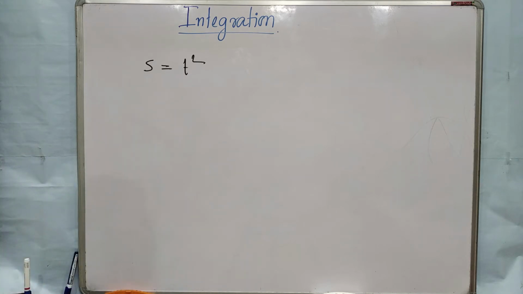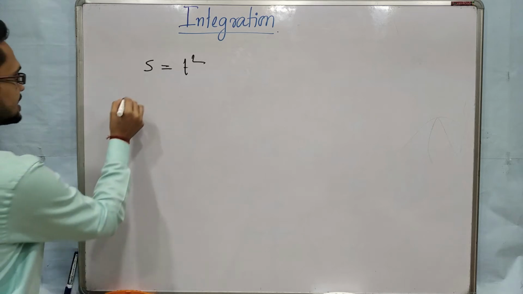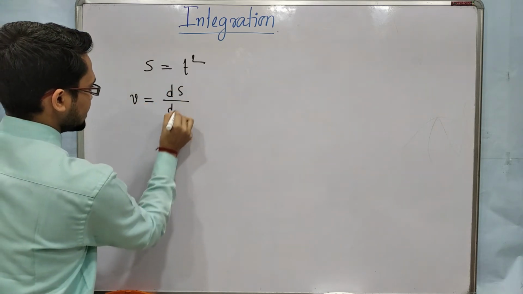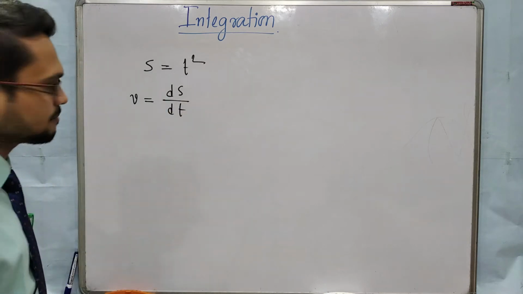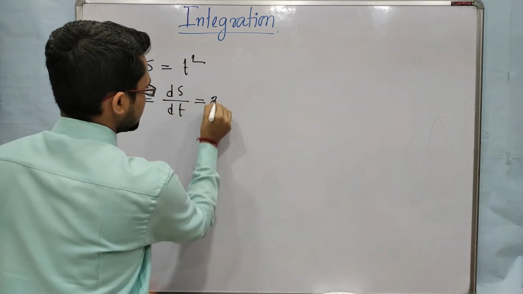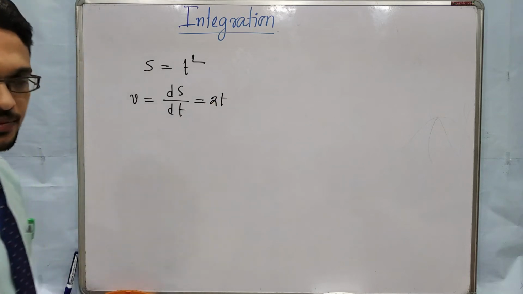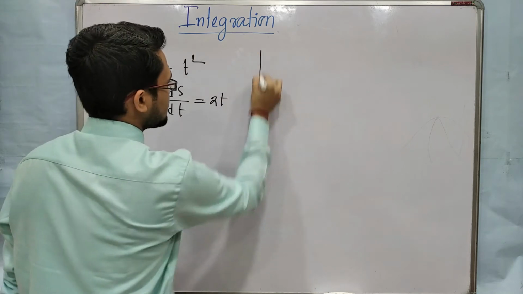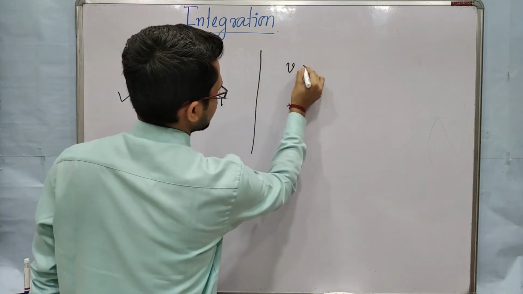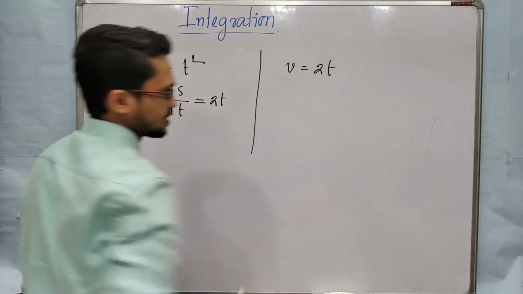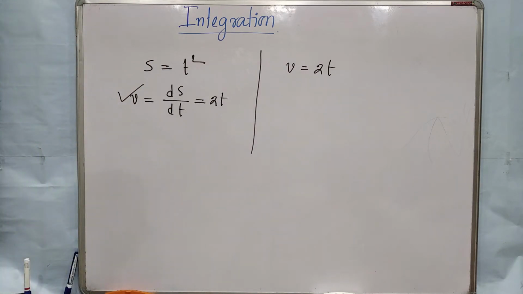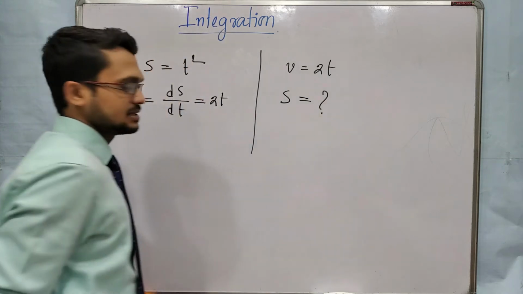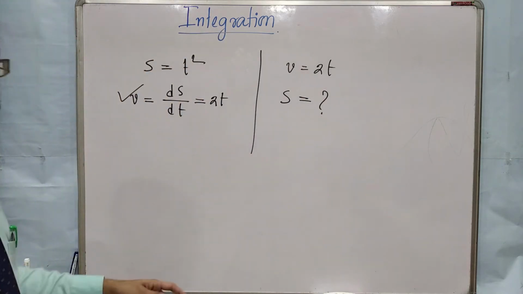Now the question is, find the velocity. You will say V equals ds by dt, the derivative of displacement with respect to time, and you will give the answer 2t as the velocity. This is fine. Now suppose the question is, V is given, V equal to 2t, and you are asked to find the displacement. S is equal to what? So how will you do this?